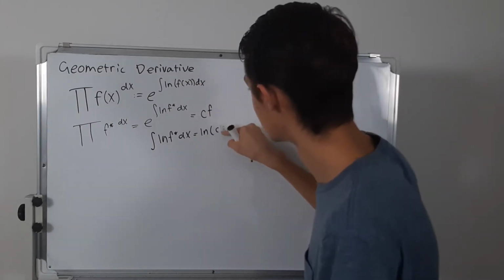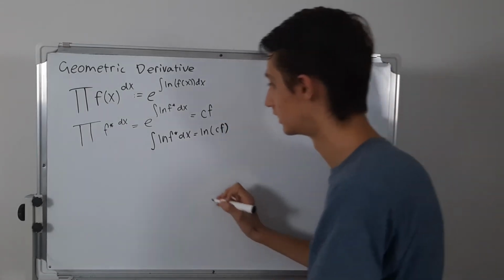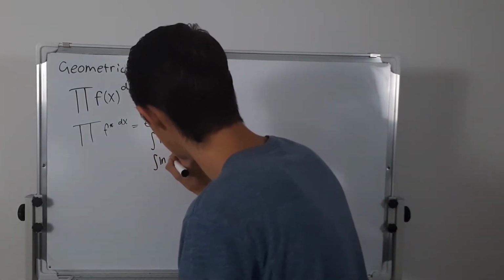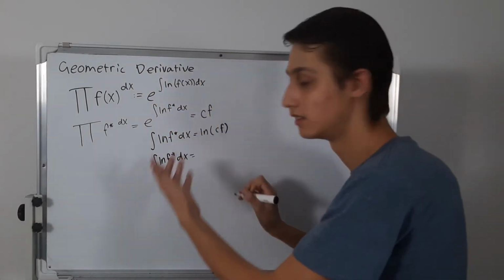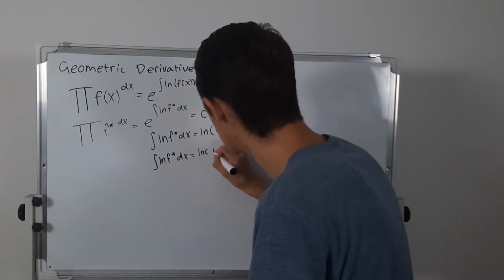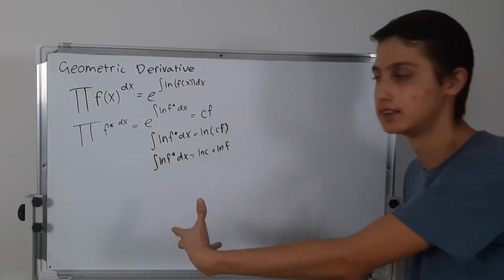Oops, I keep doing that with the f's. It's going to be ln of cf, right? So this, we'll just do ln of f star, doing nothing on this side. This is equal to ln c plus ln f, right? So c is just a constant, so ln c is also a constant.